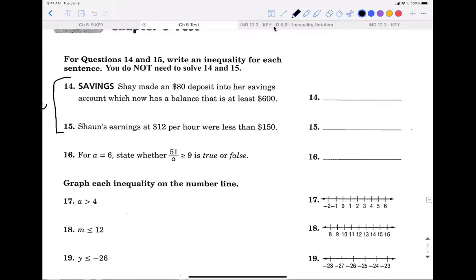Shay made an $80 deposit, right? And a deposit is plus $80. I put the plus on the wrong side. Sorry. If you deposit, you add $80 to something into her savings account, which now has a balance of at least $600. Well, she had some amount of money in there. We don't know how much. We'll call it M. She deposited $80. Now, if I put 600 on the other side, it says that her balance is at least 600.